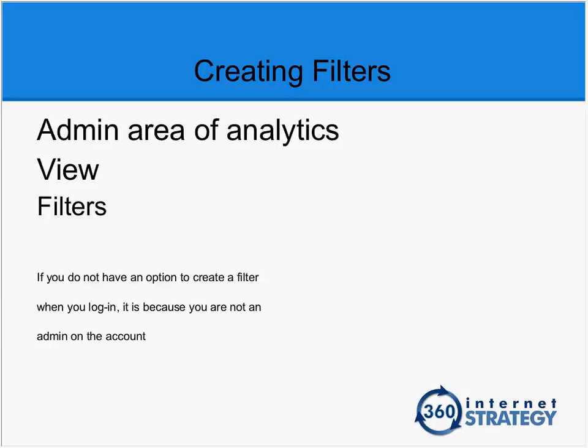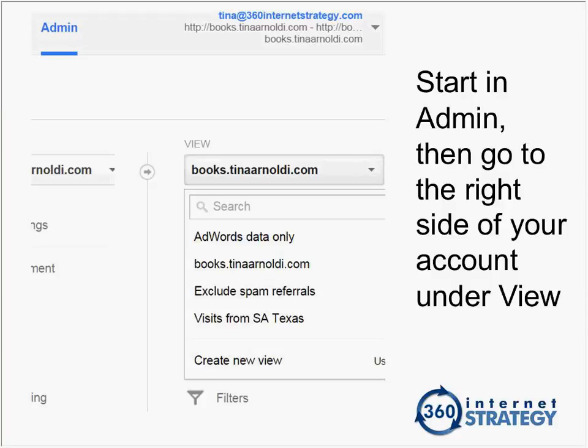If you're looking in your account and you don't see an option to create a filter, it's probably because you have lower level privileges, and you'll want to talk to someone in your office who has higher privileges that can do that for you. This screenshot here is just for your reference.